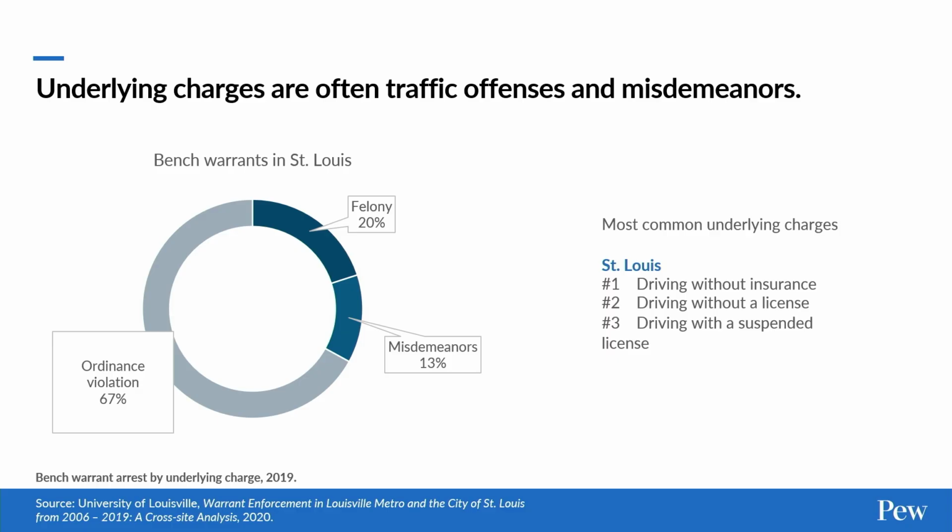Furthermore, looking closely at that study from St. Louis, when the researchers looked at those warrants and the underlying charges, they found that 2/3 of them were for ordinance violations. So cases that would have never had jail on the table were it not for the missed appearance. 2/3 of 1/3 of all arrests means about 22% of all arrests in 2019 in St. Louis ultimately came from a charge that was something like driving without insurance, driving without a license, or driving with a suspended license, which are all very serious things, but our justice system does not typically assign jail as a punishment for any of those things.